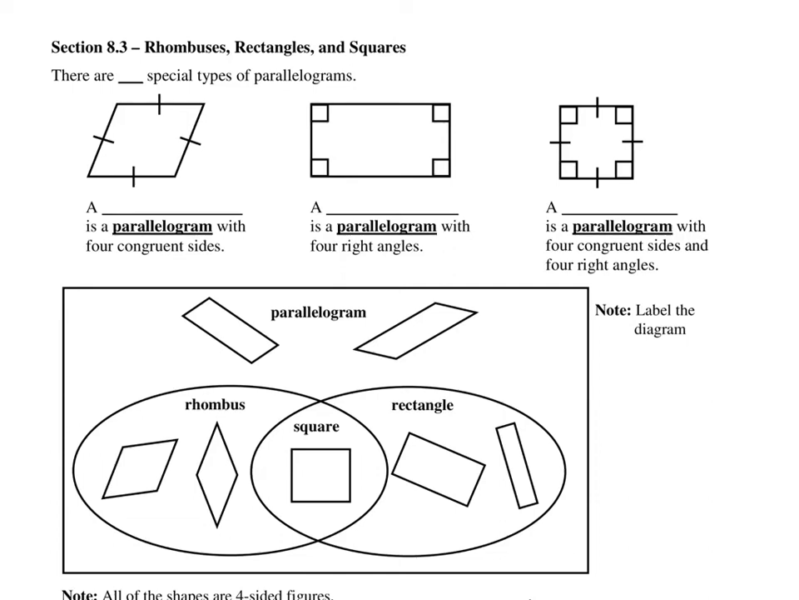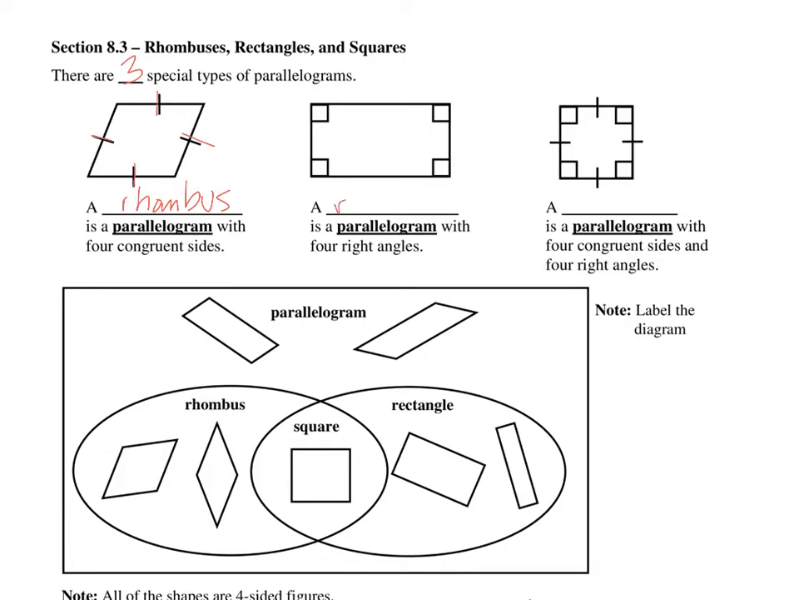Lesson 8.3, rhombuses, rectangles, and squares. There are three special types of parallelograms. A rhombus is a parallelogram with four congruent sides. All right, every side is congruent.